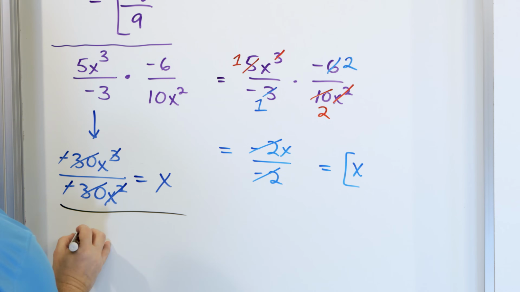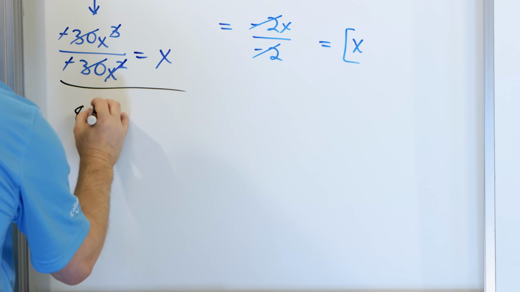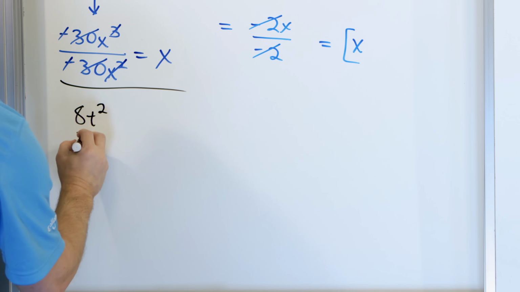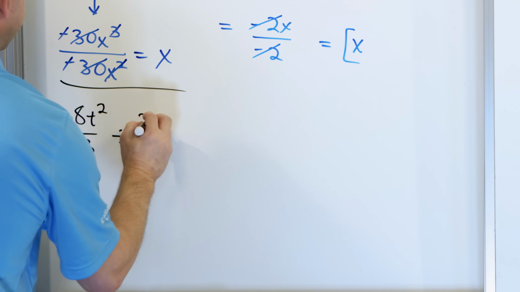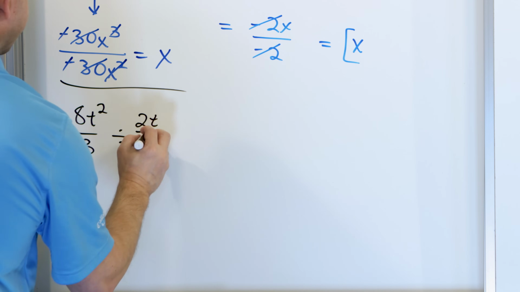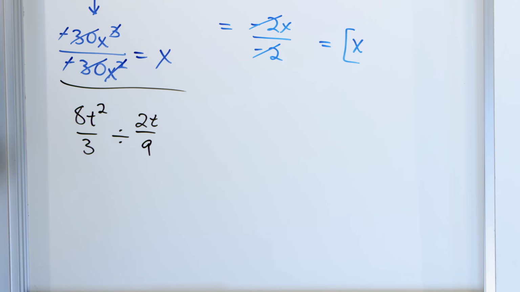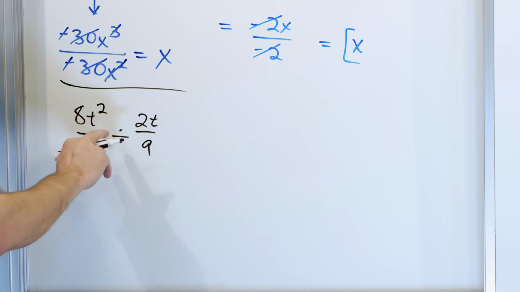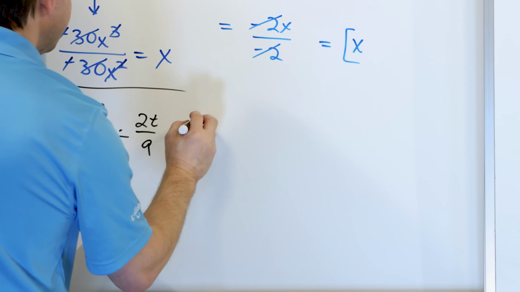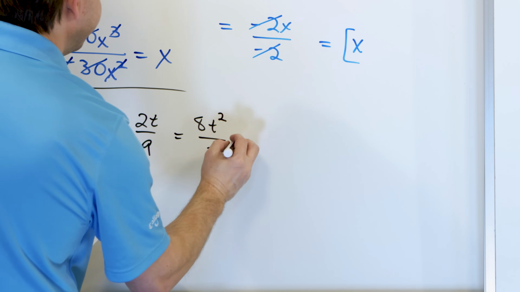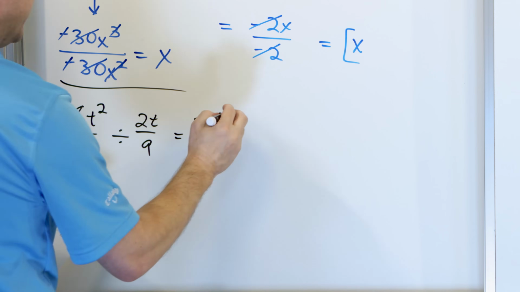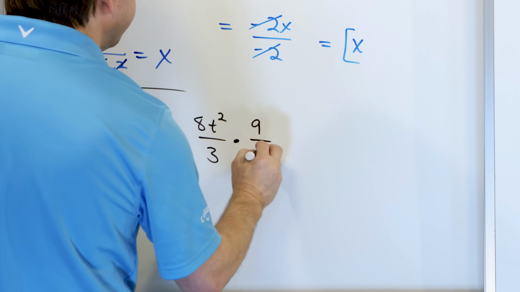All right, so let's kind of increase the complexity a little bit as we go here. What if we have 8 times t squared over 3, and we're going to divide that by another rational function, 2 times t over 9, like this. Now, the first thing you do is you realize division can be changed to multiplication. So you have 8t squared over 3. We change the division to multiplication, but then we have to flip the second fraction over, 9 over 2t.